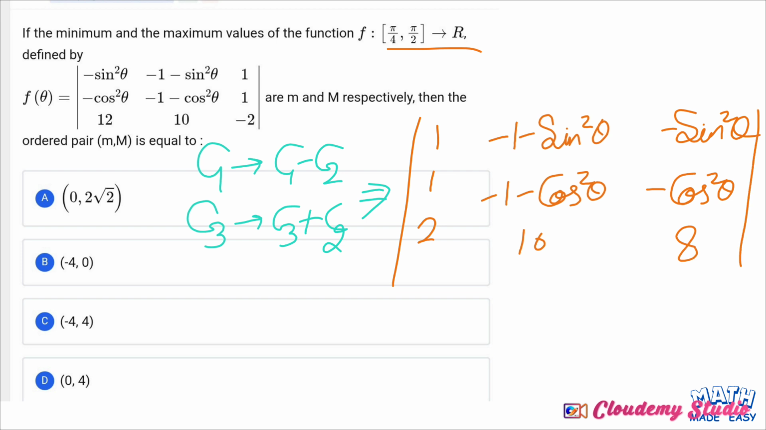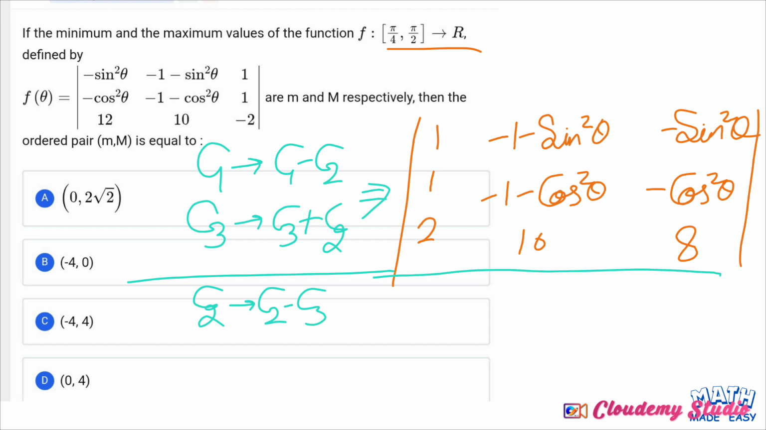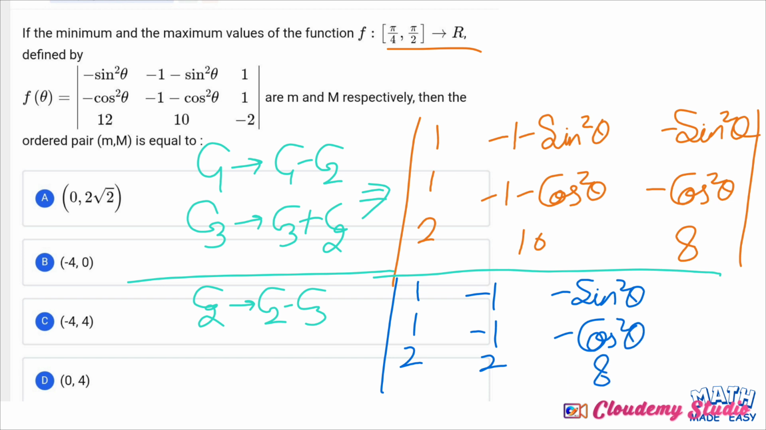Now we will be doing C2 is C2 minus C3. So our matrix now will be 1 1 2, minus 1 minus 1 2, minus sine square theta, minus cos square theta and 8. So expanding it, when we take its determinant, we will get 4 cos of 2 theta.